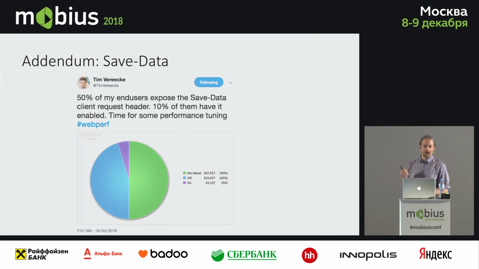And there's research out there. Tim, on his website, found that 50% of his users send the save data header. 10% of them have it turned on. So 5% of all of his users are saying, hey, don't send me all that data. Send me something smaller. So you can actually optimize your content for these users to send less data.